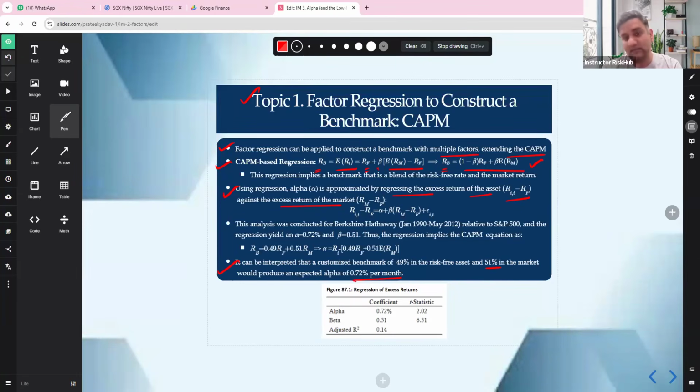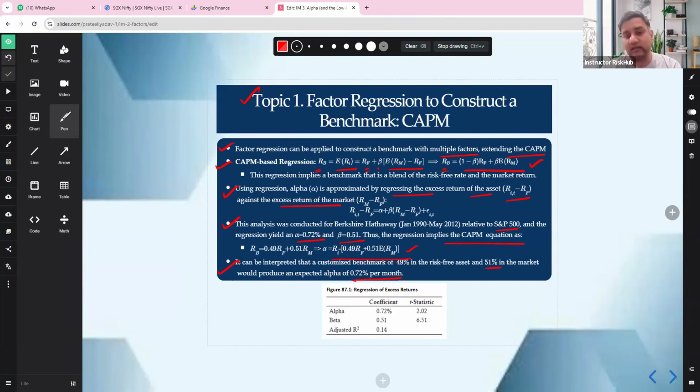So a risk manager should have a clear perspective. You have to understand very clearly that we are trying to solve for benchmark misspecification or false alpha detection, and that's the whole thing, right? This analysis was conducted for Berkshire Hathaway relative to the S&P 500, and the regression yielded this. The regression implies the CAPM equation as this. Alpha came out as this. So don't directly jump to the conclusion that you should always compare to the standard benchmark of the S&P 500, right? You can create your custom one also, right?